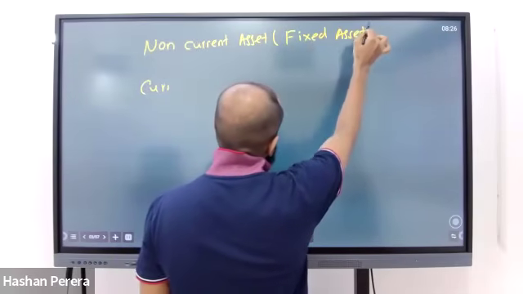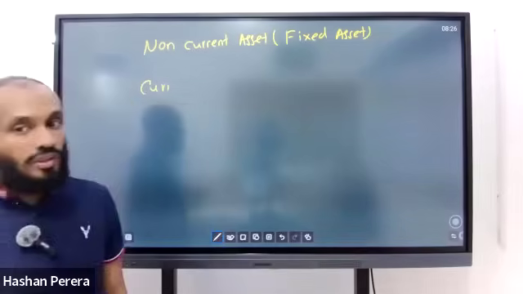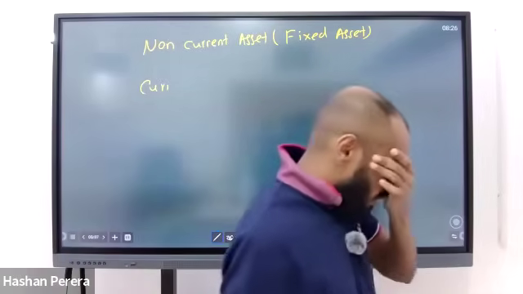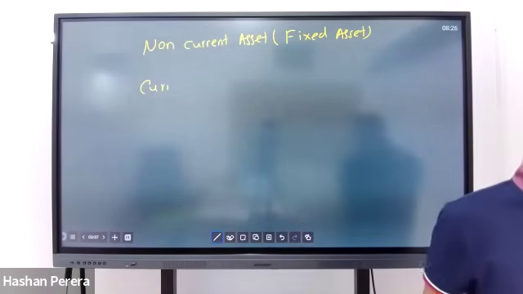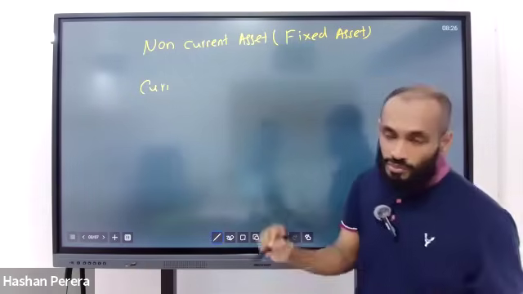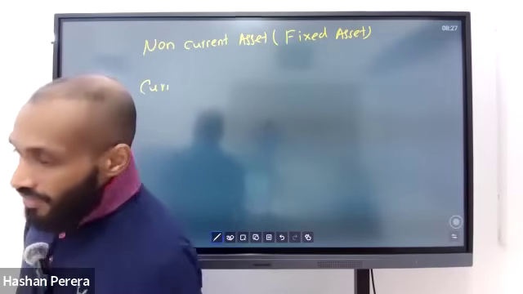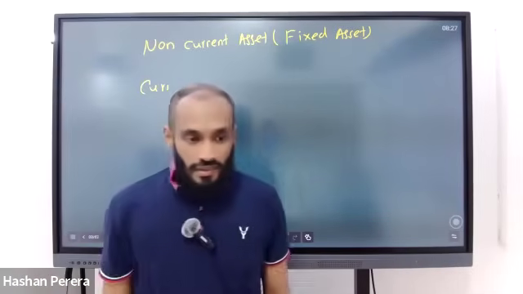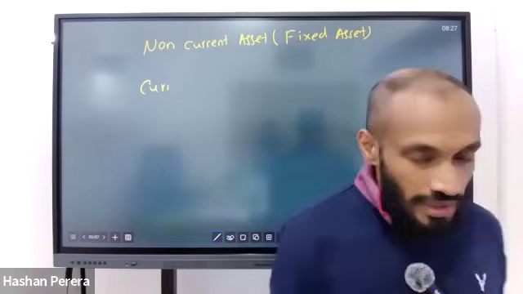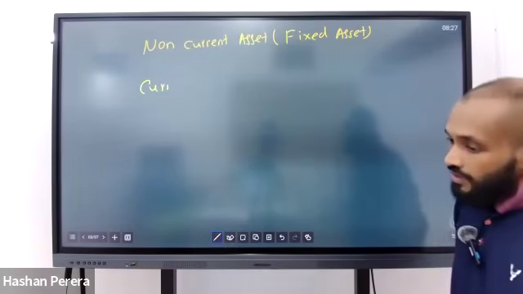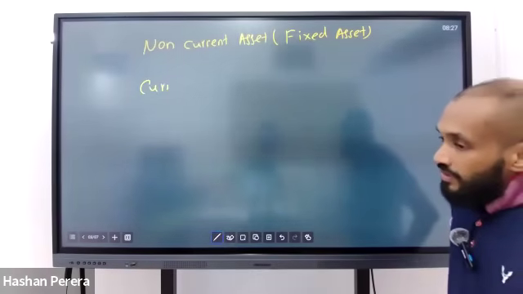I am writing these terms on the board for the help of the students who are not doing accounting. These may be new terms for them, but the majority of the students in my class are doing accounting except very few. But I am writing for them, right?